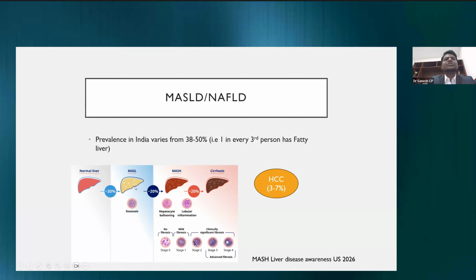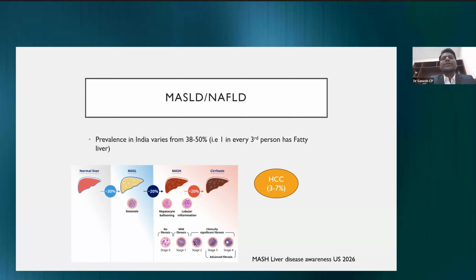roughly in a period of 5 years, 20% of the patients can develop hepatocyte ballooning and lobular inflammation. That means along with the fat, they might develop inflammation in the liver cells, which is known as MASH, that is steatohepatitis. Along with this fat, they may develop ballooning and inflammation in the liver cells. From this group of patients, around 20% within a period of 5 years can progress to cirrhosis. What is cirrhosis in simple terms? If you ask me, it is the shrinkage of the liver, or the liver getting shrunken through this process.